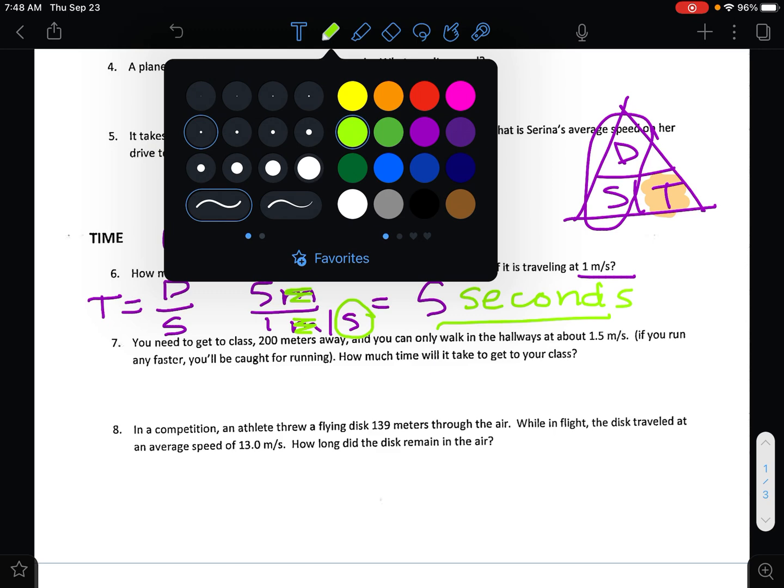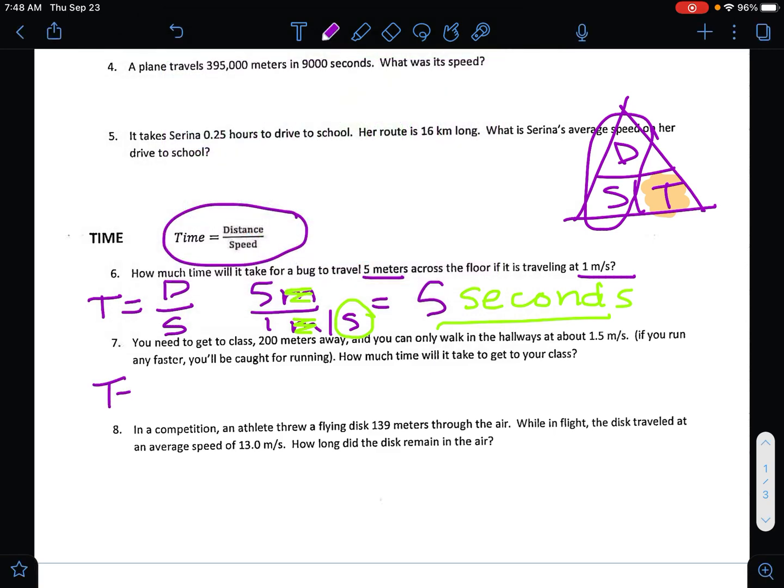Makes sense. All right, so let's take a look at another one here. I'm going to write the formula down: time equals distance divided by speed. You need to get to class 200 meters away, and you can only walk in the hallways at about 1.5 meters per second. If you run any faster, you'll get caught for running. How much time will it take you to get to class? There I'm verifying what it is I'm trying to solve. I'm trying to solve for time. So I write my formula down. So what is my distance?